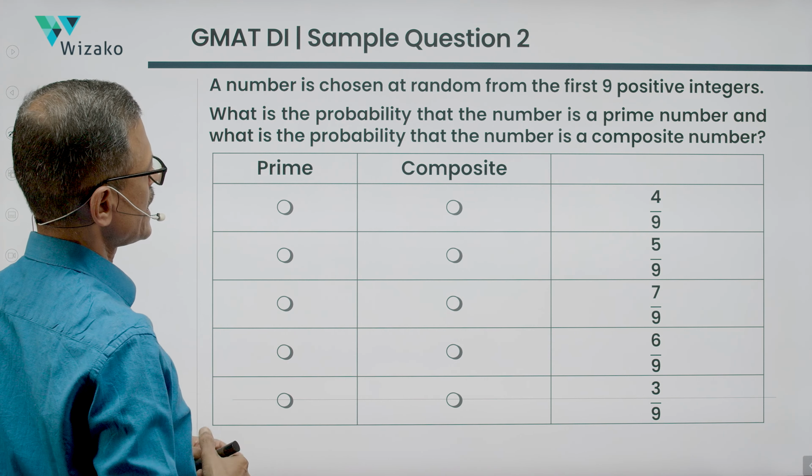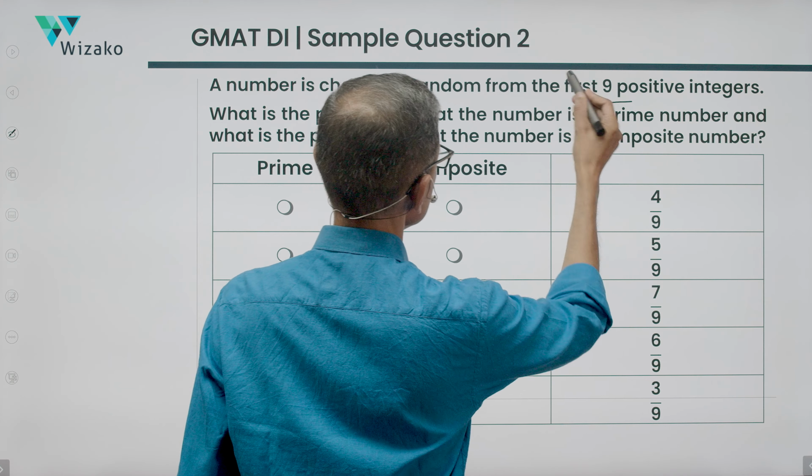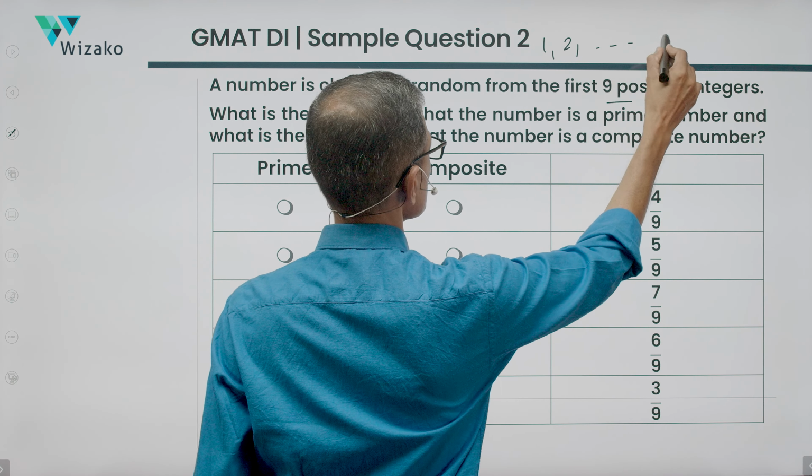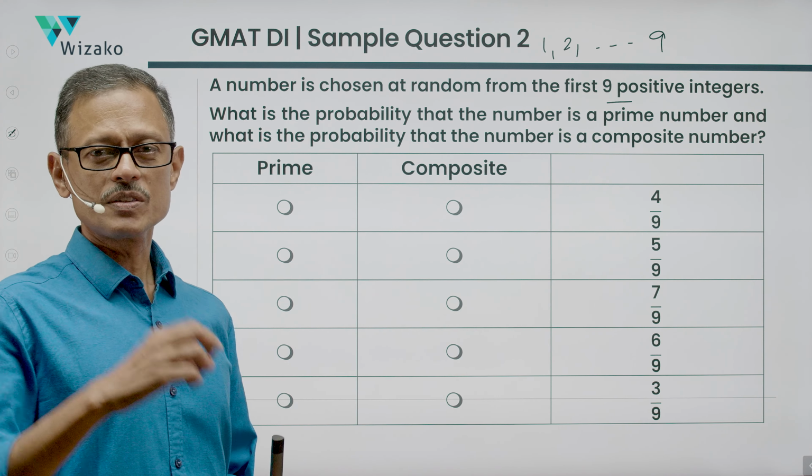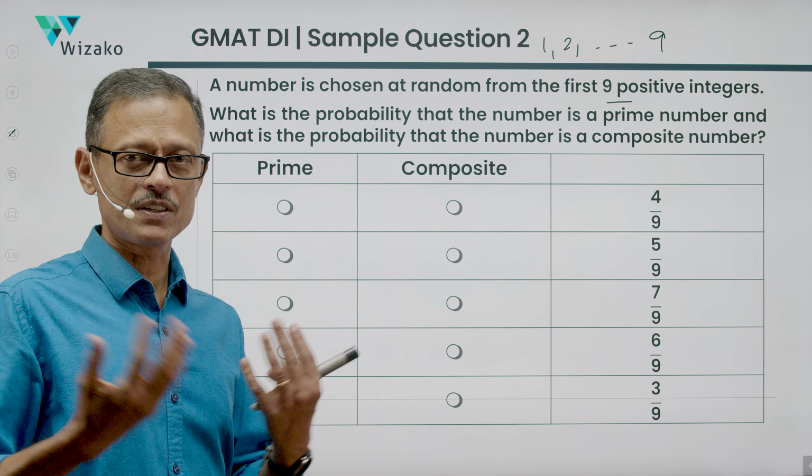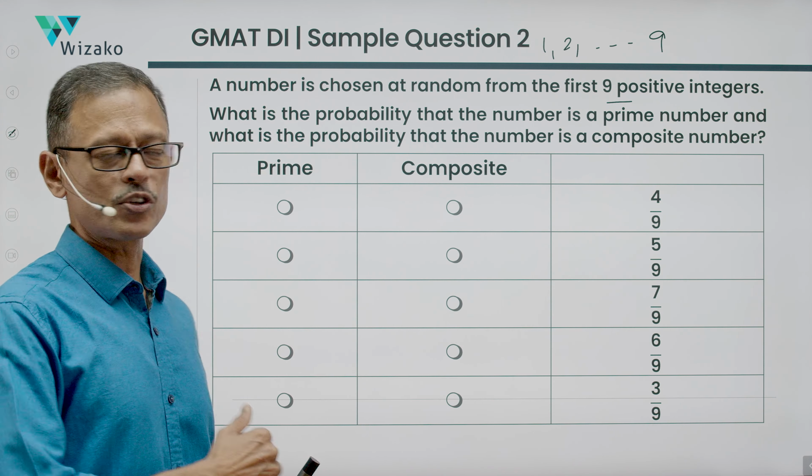A number is chosen at random from the first 9 positive integers. So 1, 2, so on and so forth, up to 9. So this is the basic information given to us, the scenario presented to us. Two question prompts should be there.